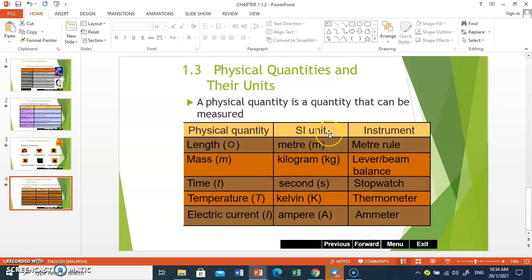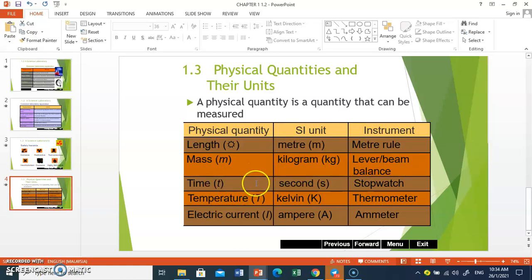So the SI unit for length is meter with the symbol m, and the instrument used to measure length is meter rule. SI unit for mass is kilogram. Instrument used is lever or beam balance.